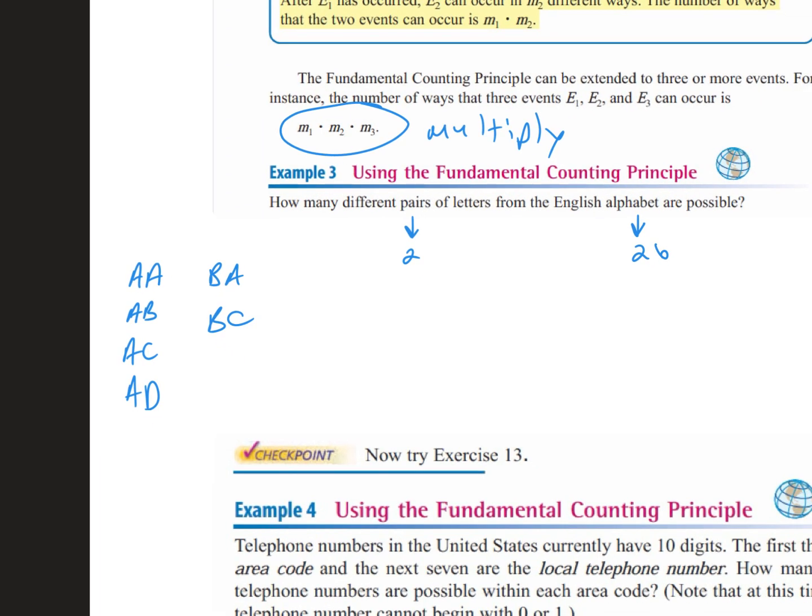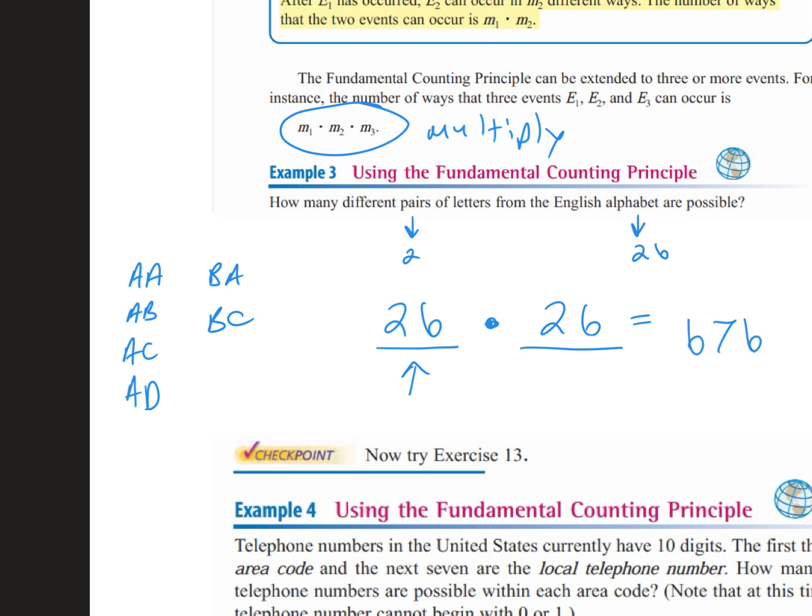So again, how many are in a pair? 2. All right, so there's 2. We're talking about 2 possibilities, right? We're talking about a pair is 2 spaces, we'll say. How many letters are possible to fit in that first space? 26, correct. How many letters are possible for the second space? 26. So what do we do with those 2 numbers? We're going to multiply. What's 26 times 26? 676. So there's 676 different ways.